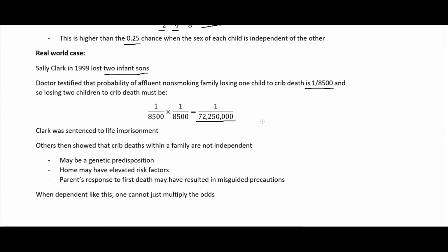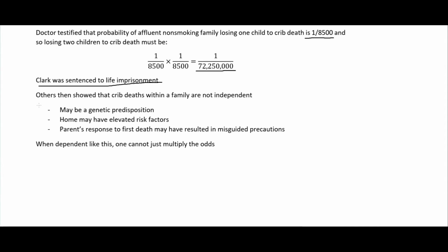72,250,000. So the doctor was saying that the odds of this happening sort of by accident, or without the parent, I guess, murdering the child, would be extremely unlikely. And so Clark was sentenced to life imprisonment.